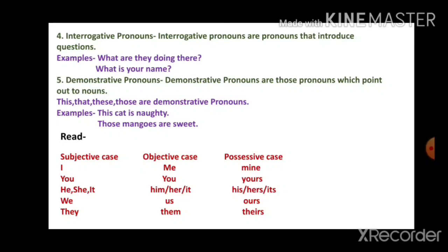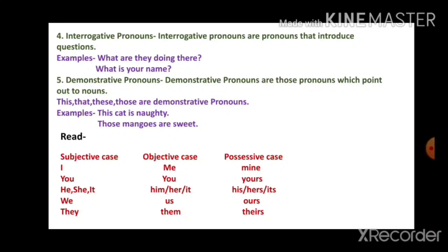If the subject is you, then the object will also be you, and the possessive pronoun will be yours. If the subject is he, then the object will be him, and the possessive will be his. If the subject is she, then the object is her, and the possessive pronoun will be hers.